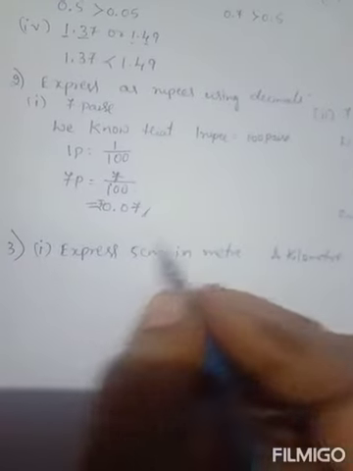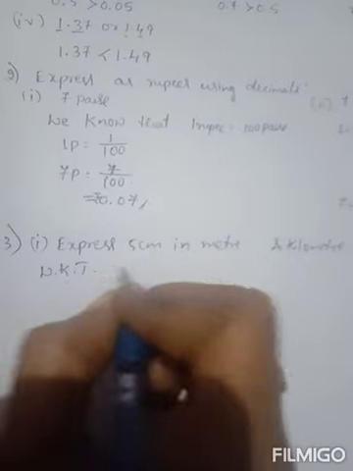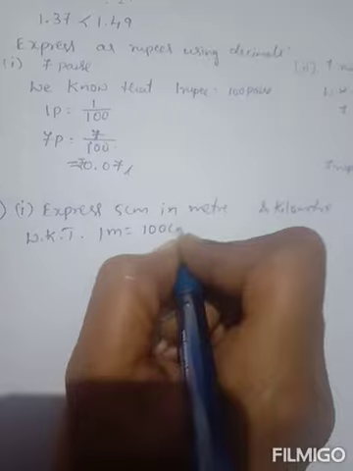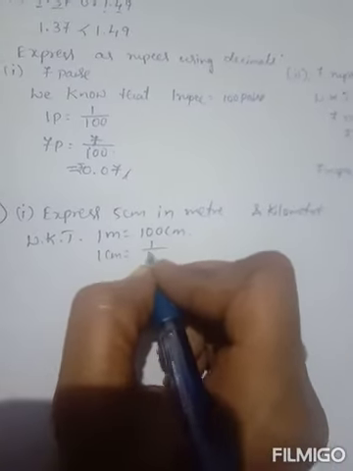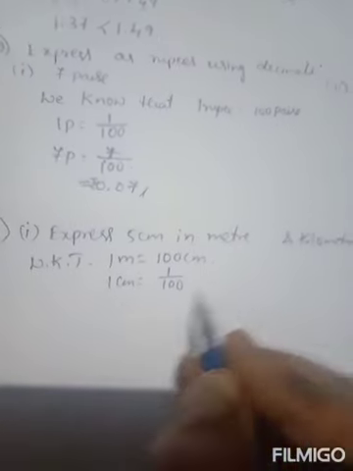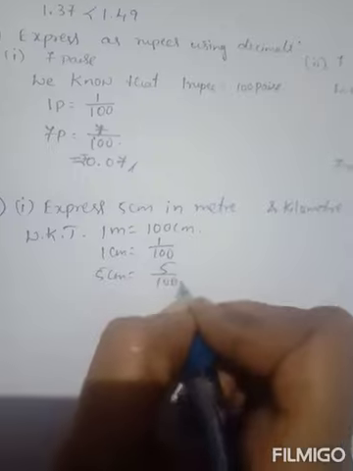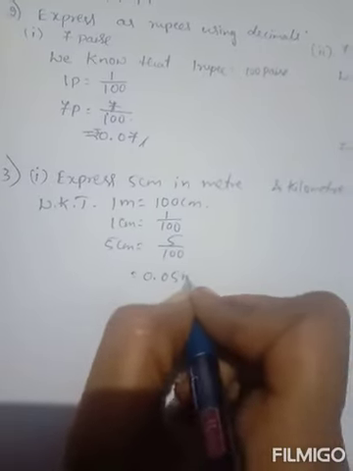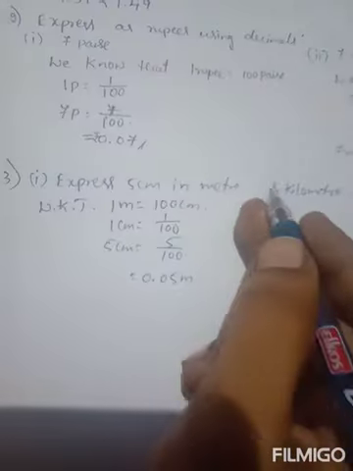1 meter has how many centimeters? 100 centimeters. Okay? This we know. We know that 1 meter is equal to 100 centimeters. Then for 1 centimeter what do we write? 1/100, as I showed in the previous one. Then 5 centimeter is equal to 5/100. Then how will you write this one? 0.05 meter. Next, expressing in meter is done.